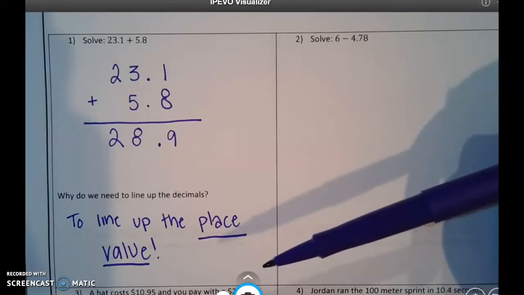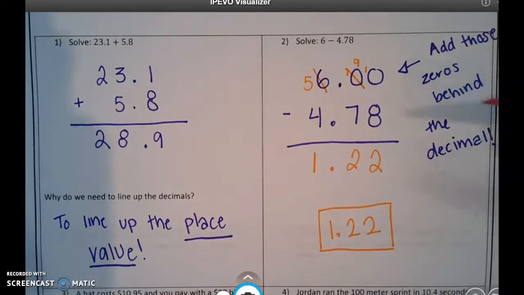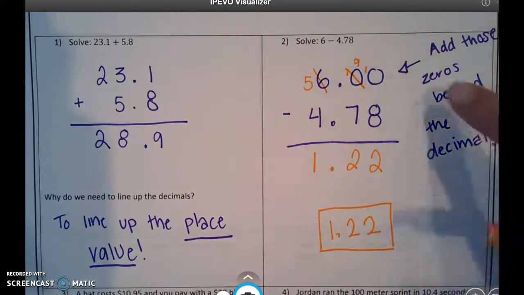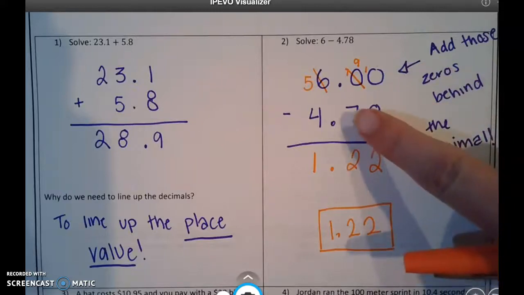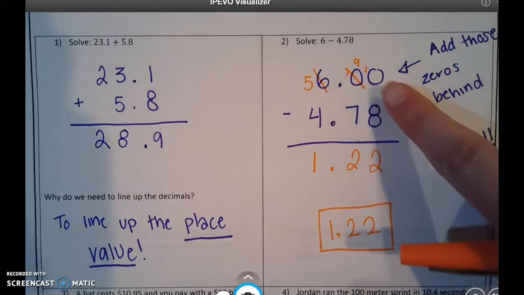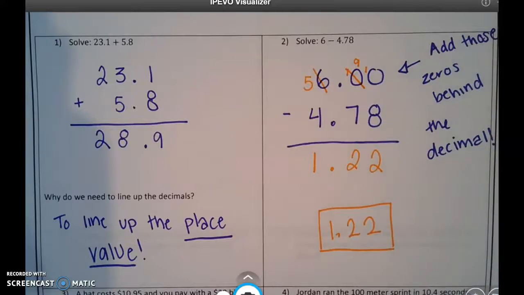Number 2. Make sure your paper looks like mine. Look at how I lined up my place value and added 2 zeros behind the decimal.